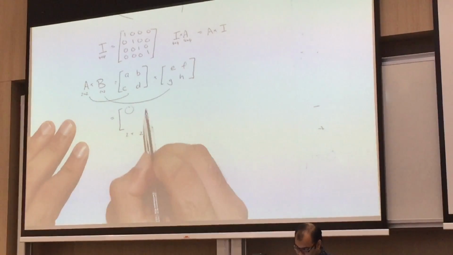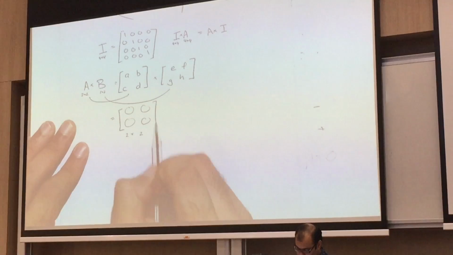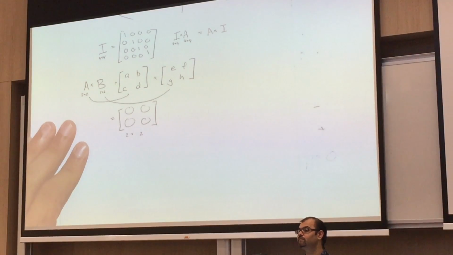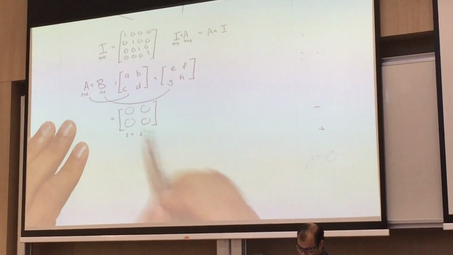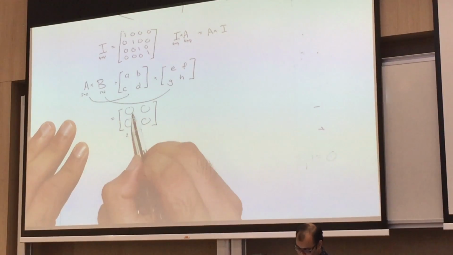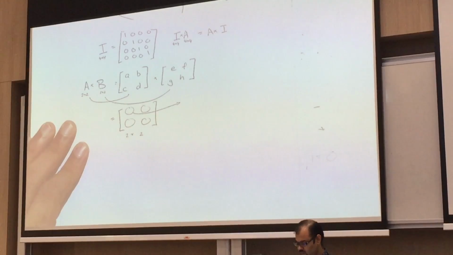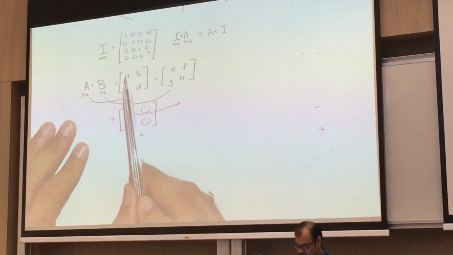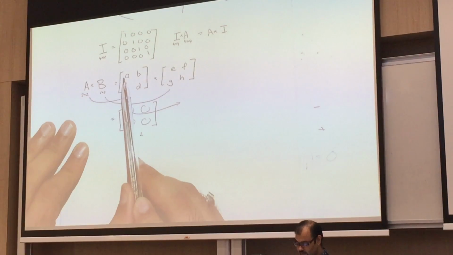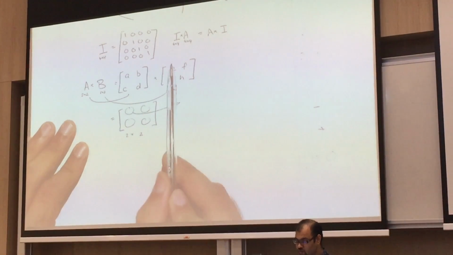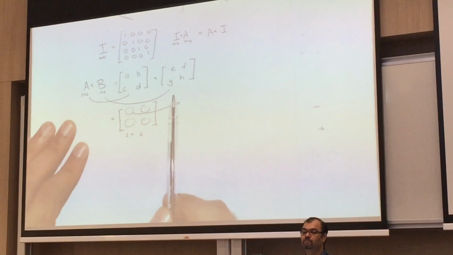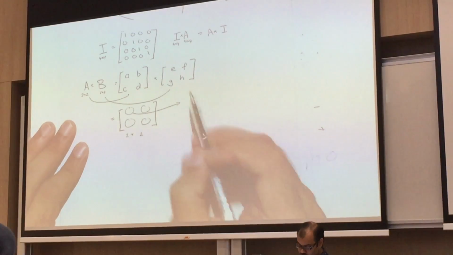So you will have 1, 2, 3, 4, 4 equations that you need to find out. Okay? If you look at this, this is the product of multiplying this row and this column. A times E plus B times G.